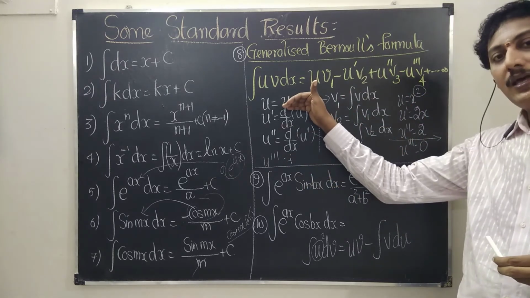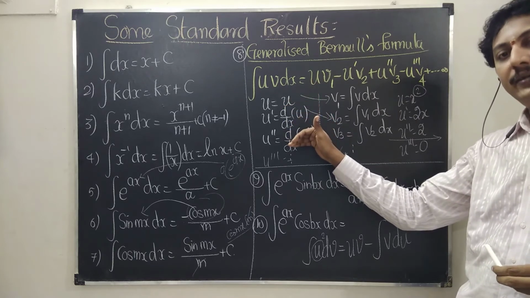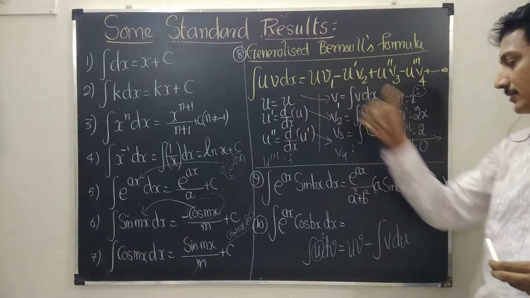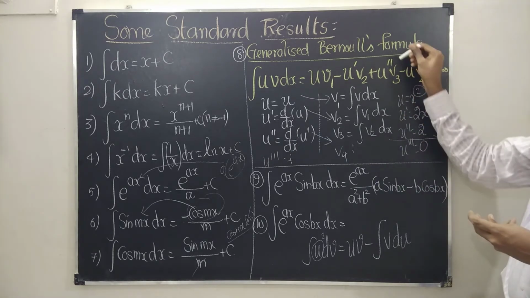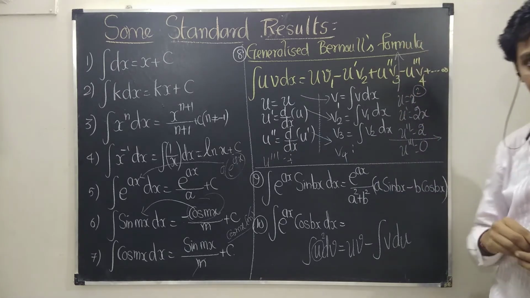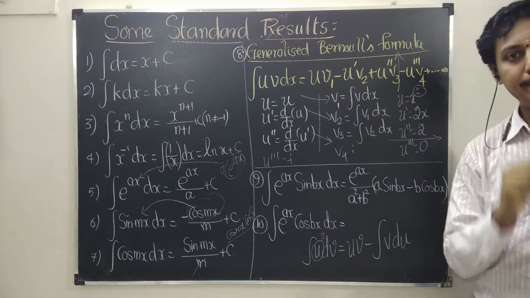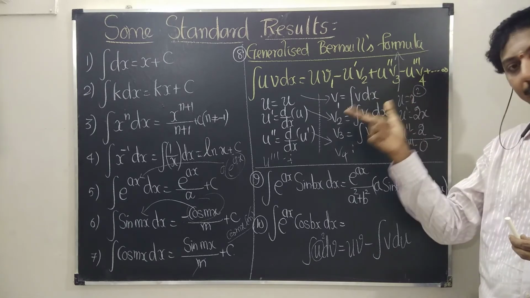But the derivative may become 0 after a finite number of differentiations. Once it becomes 0, everything is 0. So this formula comes to an end. We will stop the formula. So that is the idea. Clear?